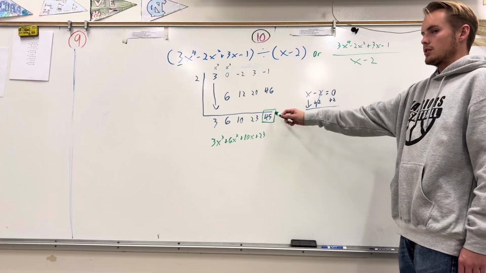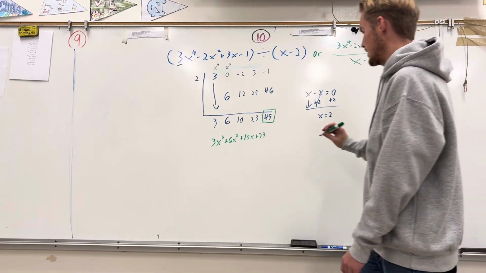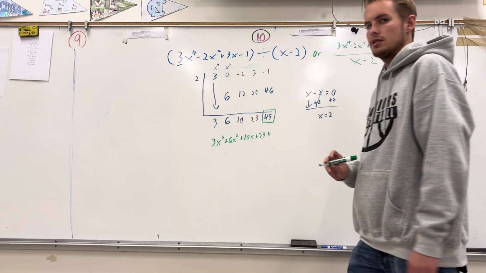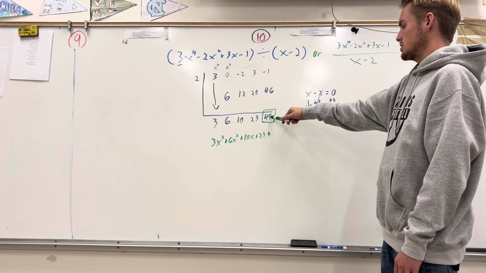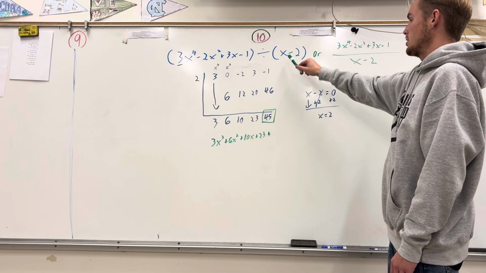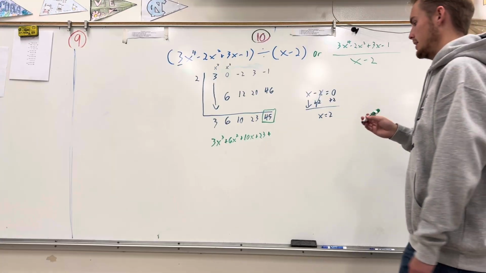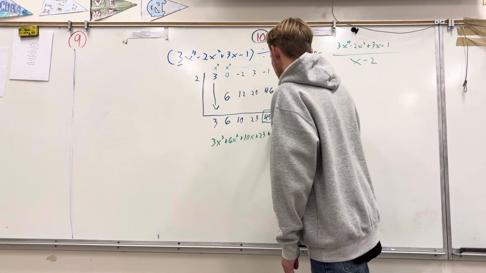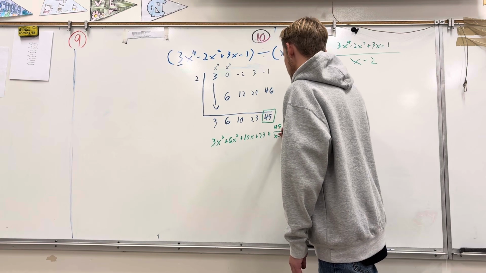And this we call our remainder. And what we do with our remainder is we tag it to the end of this equation. But what you're going to do is you're going to write the remainder as a fraction, and you're going to divide it by whatever is here. So x minus 2, you're dividing it by that. So plus 45 divided by x minus 2.